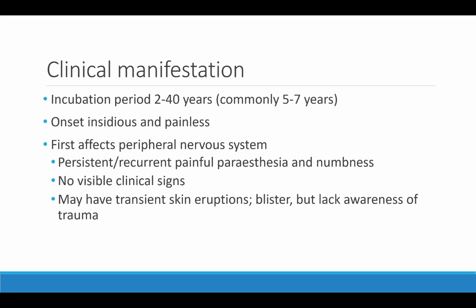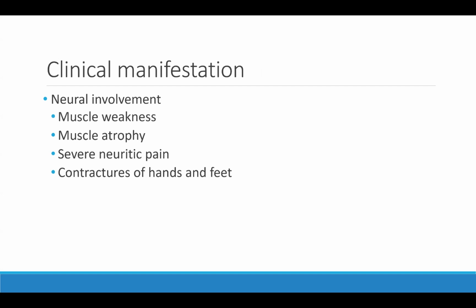First, the disease affects the peripheral nervous system. Patients can have persistent or recurrent painful paresthesia and numbness. They can also have no visible clinical signs or transient skin eruptions, which may even blister, but patients lack awareness of trauma. In neural involvement, this can be accompanied by muscle weakness, muscle atrophy, severe neuritic pain, and contractures of the hands and feet.